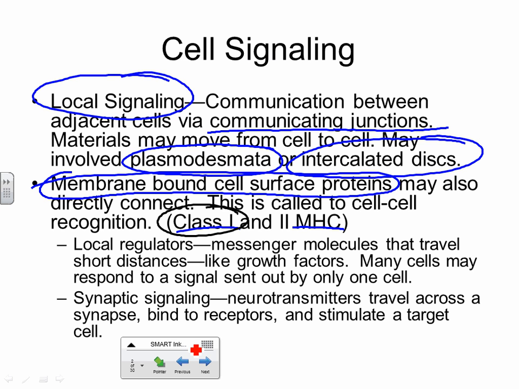The class 2 MHCs, those are found mostly in phagocytic white blood cells. When a cell takes in a germ, breaks it up, and then displays its antigen, it's basically sending out signals that, hey, this thing is in us. I found it. I killed it. But there's more of them. You need to go kill them too.